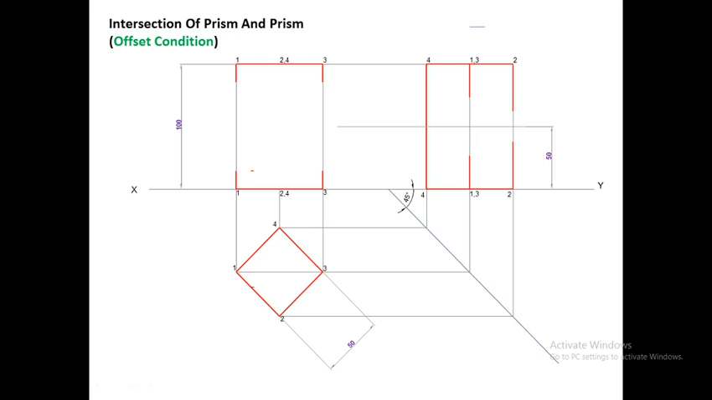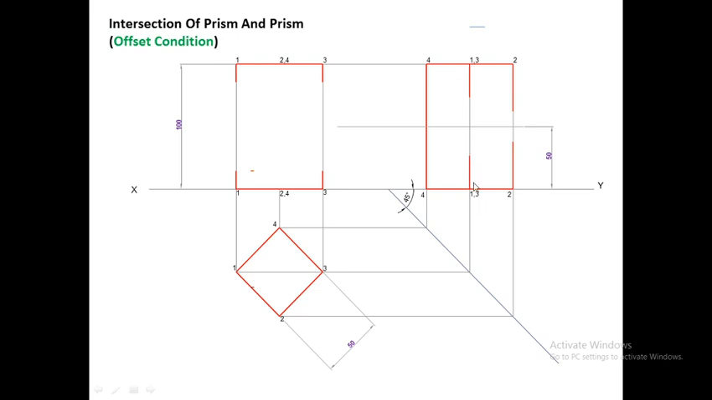Now it was given in the question that the axis of the horizontal square prism is 12 mm in front of the axis of the vertical prism. Now it is clear that the axis of the vertical square prism will be lying on this line. If we mark the axis or the center of the square, it will be lying on this line itself. So if we project the axis of this vertical square prism, it will be coinciding with edge 1 1 and 3 3. So in short we can say that the axis is lying on this line itself, that is 1 to 1 and 3 to 3.